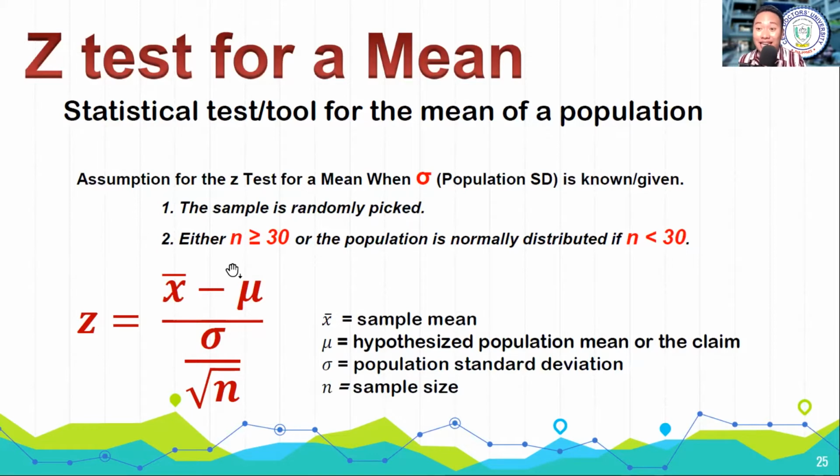There was a second z formula that we had before. So x bar is the sample mean. Mu is the hypothesized population mean or the claim. Sigma is the population standard deviation, and then n is the sample size. Okay. So are you ready for one example?